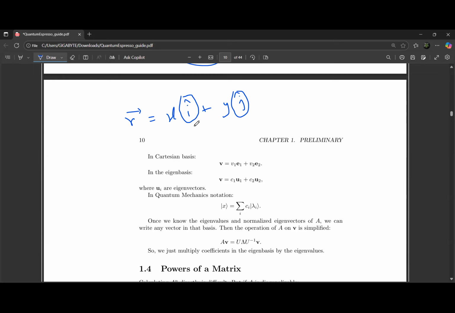But for eigenbases, instead of i and j, we are going to represent a vector with eigenvectors. So let's say we are presenting R instead as equal to, let's say, X times a vector, let's say U, and Y times U2. I should write Y. Actually, I shouldn't have written X and Y because it's not necessarily in Cartesian plane, but yeah, this.